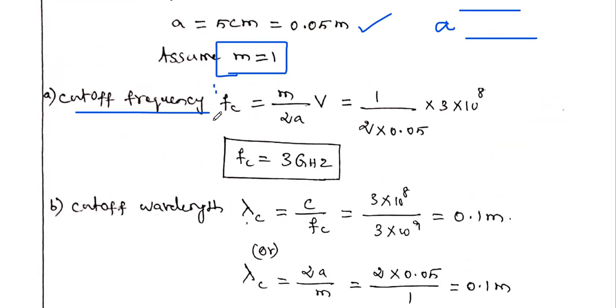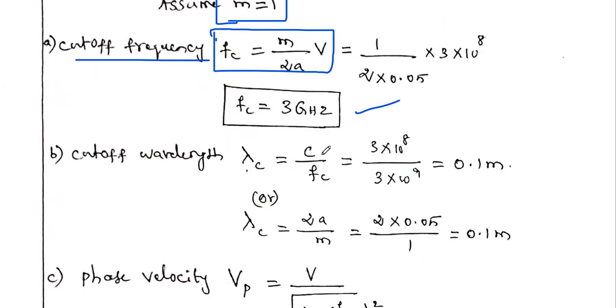In order to solve this problem, first you should know the formula, so just remember it. If it is a parallel plane, Fc equal to m by 2A into v. If it is a rectangular waveguide, Fc equal to c by 2 into square root of (m by a) whole squared plus (n by b) whole squared. So remember and compare the formulas. You substitute and the answer is 3 GHz. So the first answer is calculated.